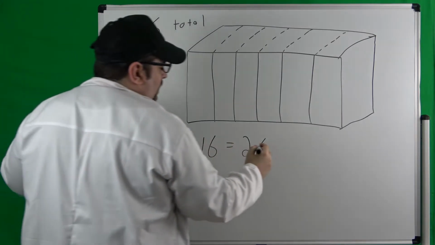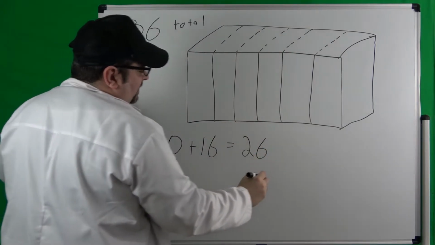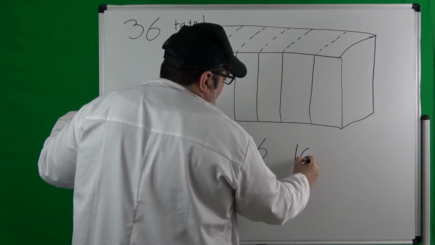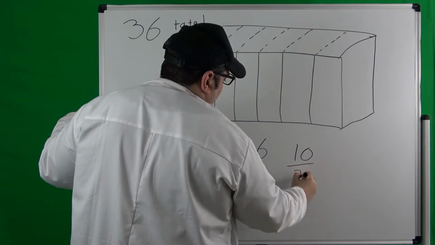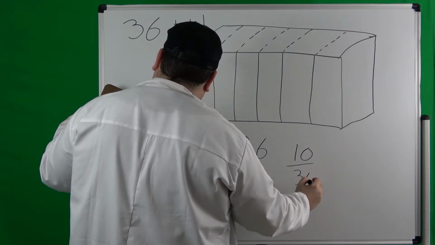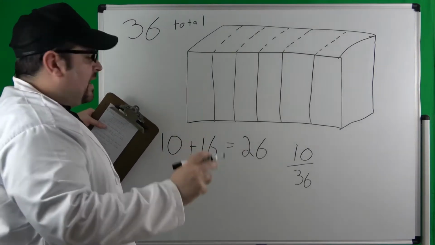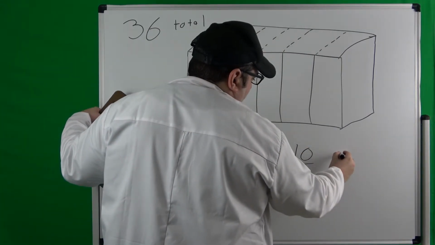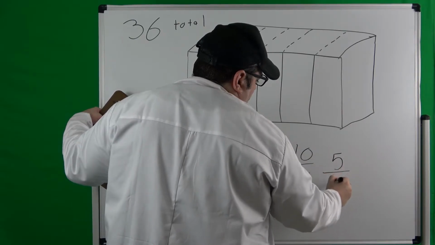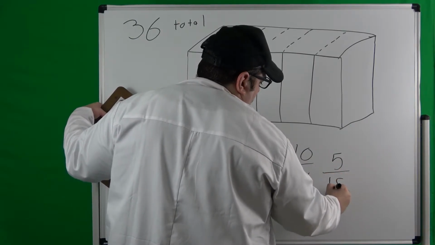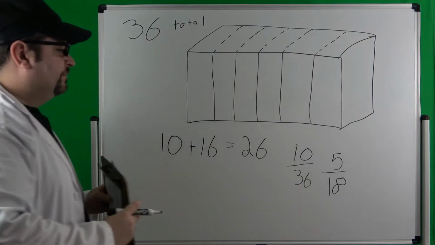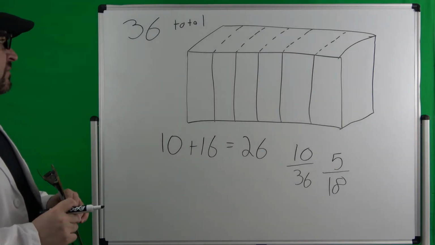So 36 minus 26 is 10 out of 36 are unpainted. And then we just got to reduce now, right? So we'll divide by 2. We got 5 over 18. All right, it's not so bad.